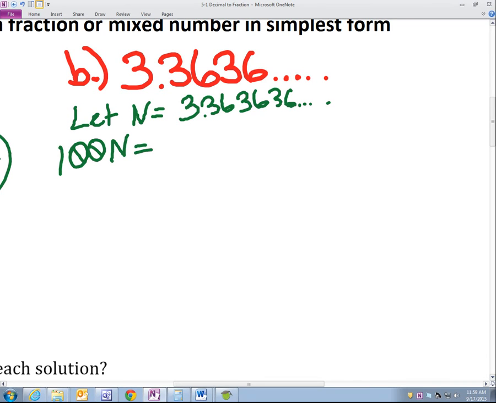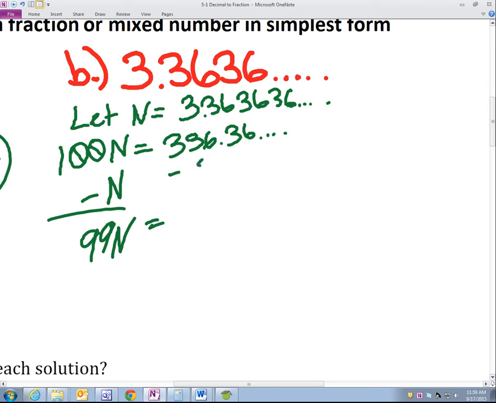N is equal to, that pops over twice, 336.363636... Because whenever I multiply by a multiple of 10, all it does is bounce the decimal over as many places as there are zeros. Now I'm going to take away one N from both sides. I'm going to reduce one N, so it's minus an N. I'm going to have 99 N's over here. And over here, I'm going to subtract 3.36363636. And after that happens, it's just going to be 333 left.